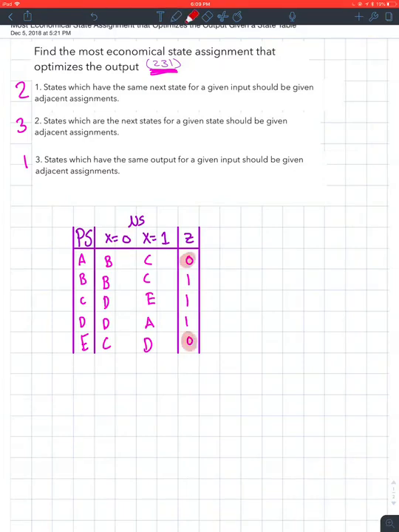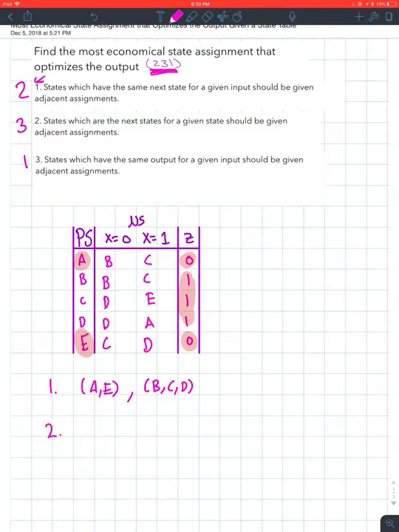Okay, so step 1, we look at the output. Z has a 0 and a 0 here, so those correspond with A and E. So for step 1 now, I'm going to put A, comma E. And then for my 1s, I have B, C, and D. So I'm going to put B, C, and D.